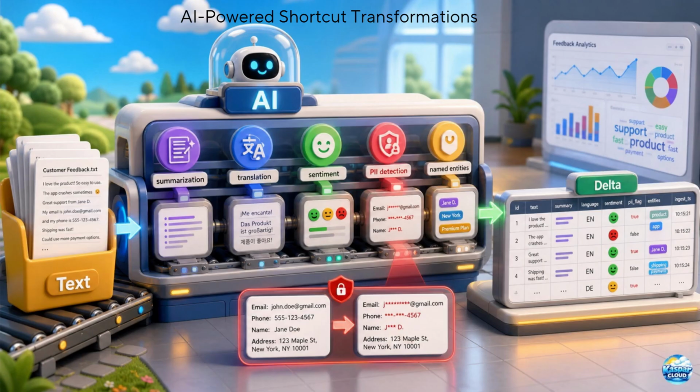AI-powered shortcut transformations extend this concept to unstructured text files. In preview, Fabric can apply built-in AI transformations such as summarization, translation, sentiment analysis, PII detection, and named entity recognition. The output is written as a Delta table that can be queried using analytics. A practical example is customer feedback stored as text files, where PII can be detected and redacted before analysis. The service periodically checks for changes and updates the output based on source data changes. Current limitations include text-only input, regional availability, nested folder restrictions, and preview behavior that may change before general availability.